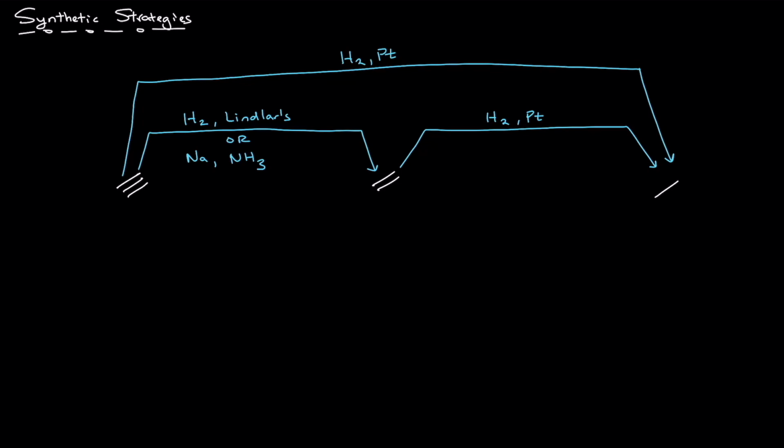Now, we can actually devise a multi-step synthetic method of going from an alkene to an alkyne if we first react that alkene with bromine in the presence of a non-nucleophilic solvent. So this would then put two bromine atoms on the alkene.